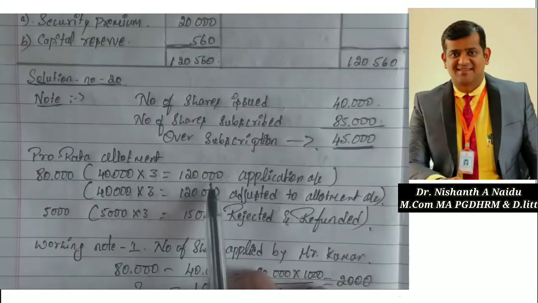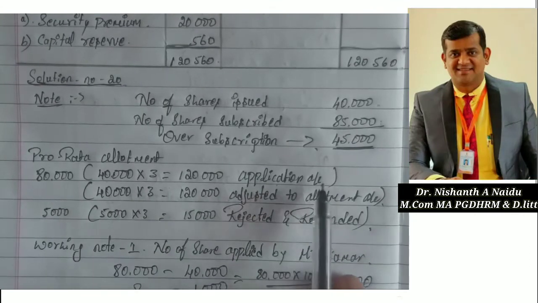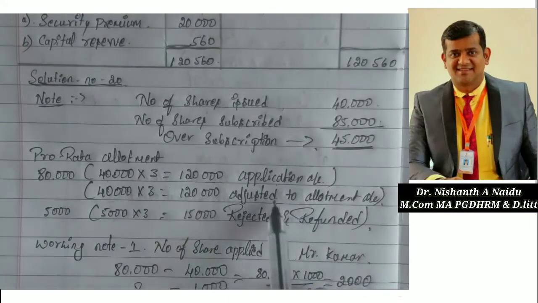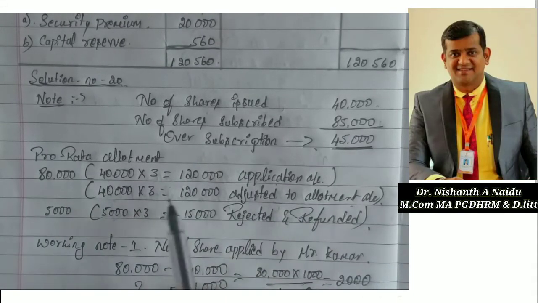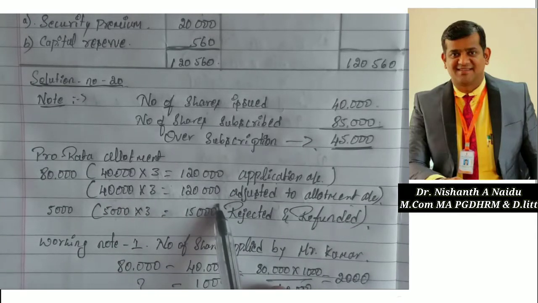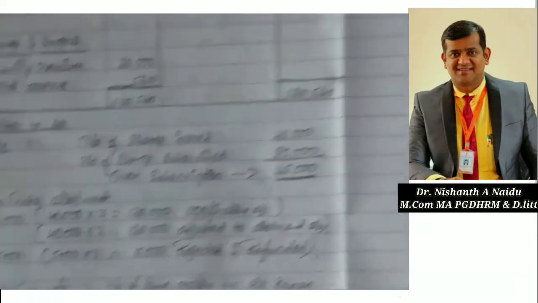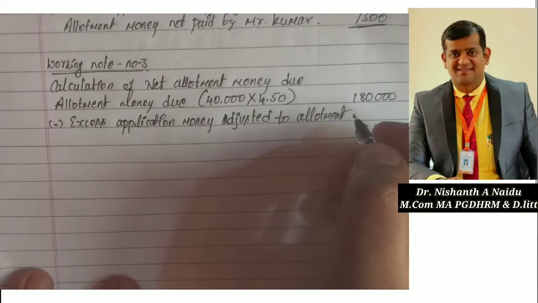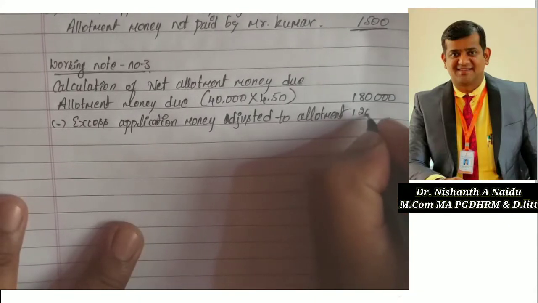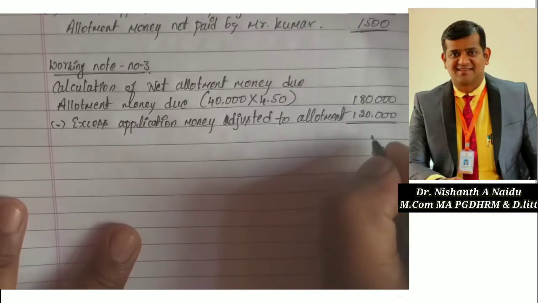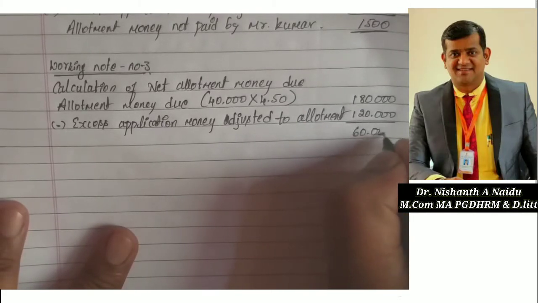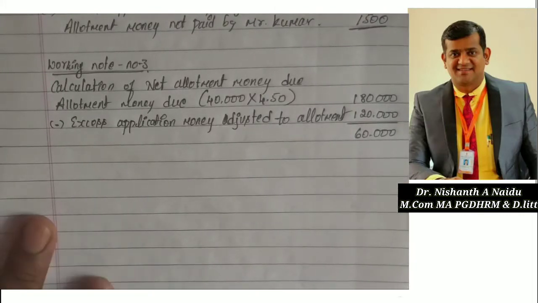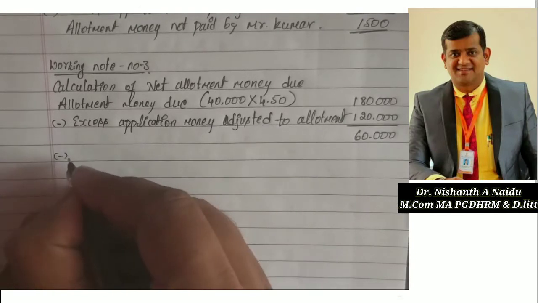So 40,000 into 3, 1,20,000 application account. That means we are transferring this to capital account. So next 40,000 into 3, 1,20,000 adjusted to allotment account. So how much is adjusted to allotment? 1,20,000. So you understood, right? So I'm going to write it here so that you don't get any confusion. So less excess application money adjusted to allotment. So deduct, how much you are going to get? 60,000 rupees.